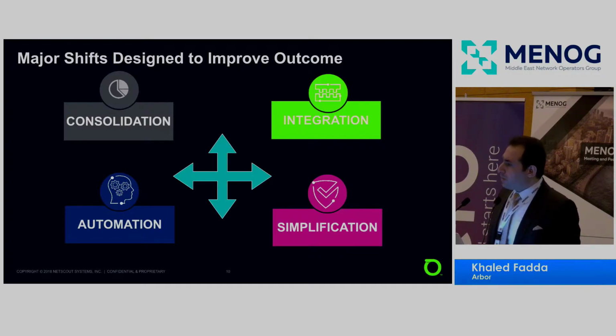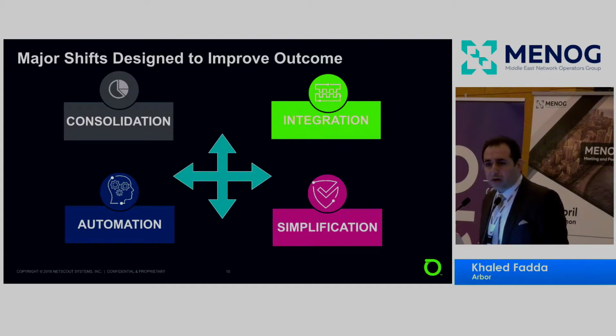And the third pillar is simplification. If I complicate things, that means I will not be able to troubleshoot well. That means I'm going to give the attacker a chance to attack the network. So I need to simplify things. And the fourth one, which is very important, is automation. If we rely only on manual mitigation or troubleshooting, that means we will not be effective in this protection.